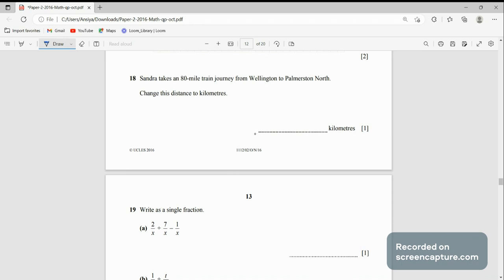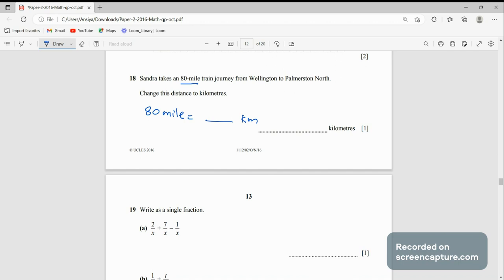Sandra takes an 80-mile train journey from Wellington to Palmerston North. Change this distance to kilometer. So basically what we have to do is 80 miles equals dash kilometer. For that we should know 1 mile is how many kilometers.